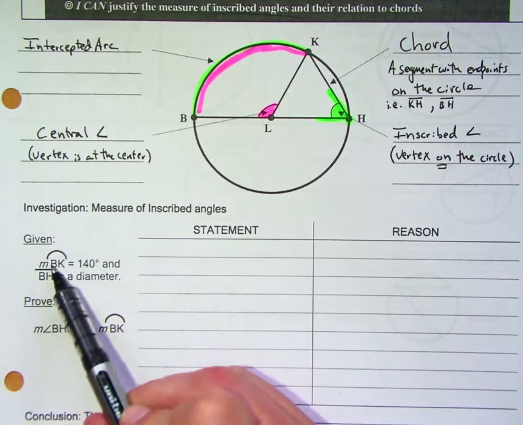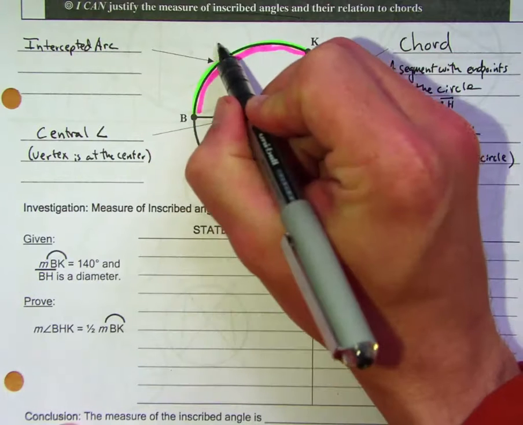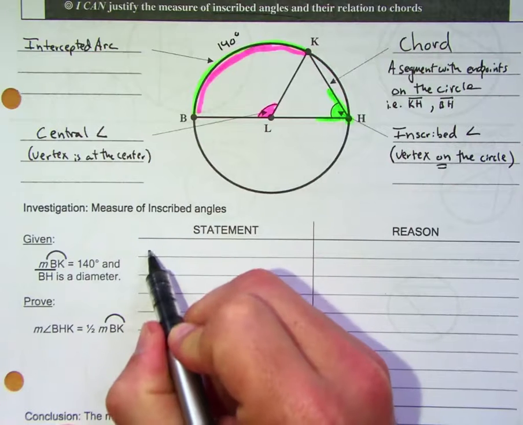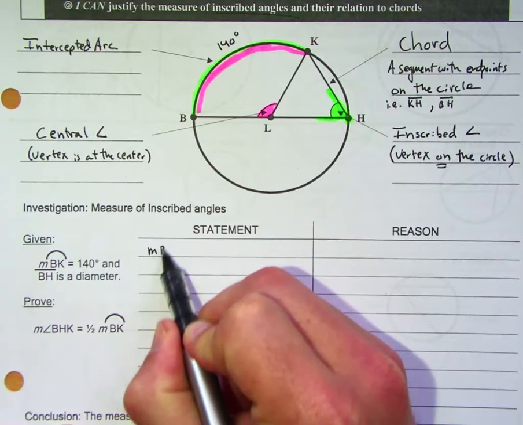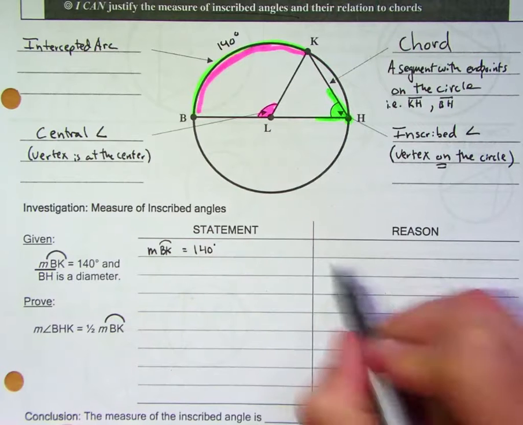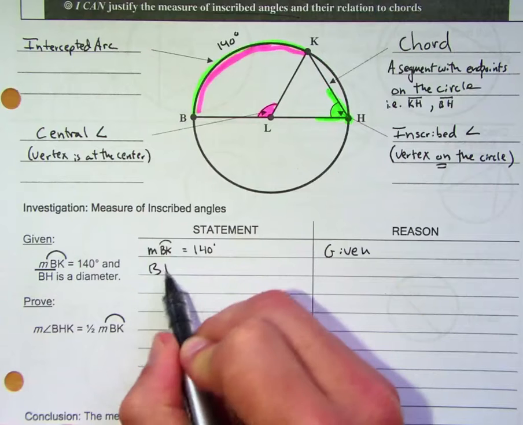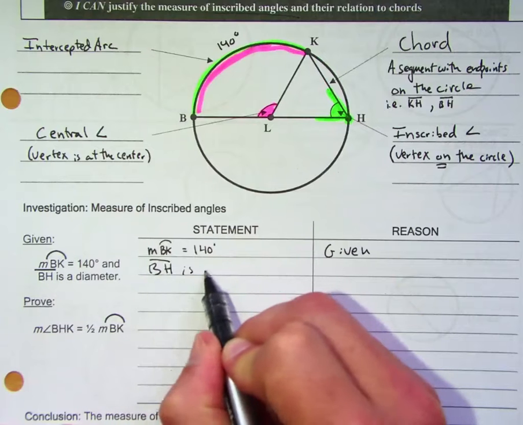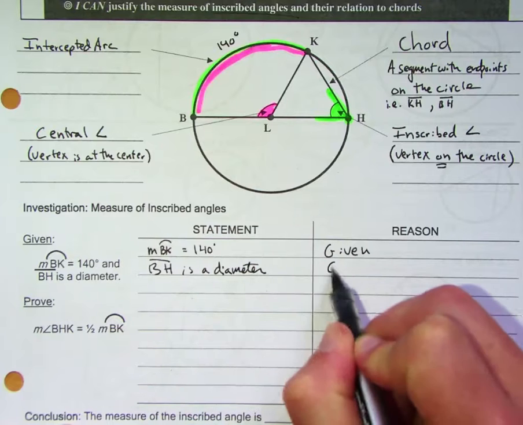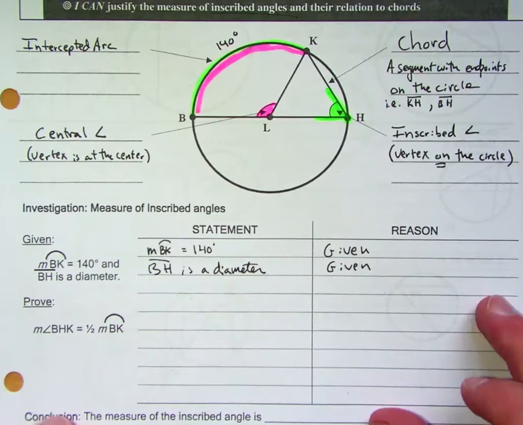So imagine for a second that the measure of minor arc BK is 140 degrees. So I can come up here and say this is 140 degrees, and write that down as my given. The measure of arc BK is 140 degrees. That's given to me. Also, segment BH is a diameter. Also given. What can we figure out from that?